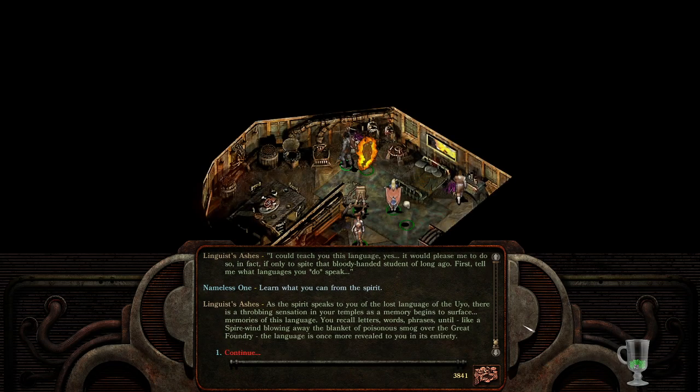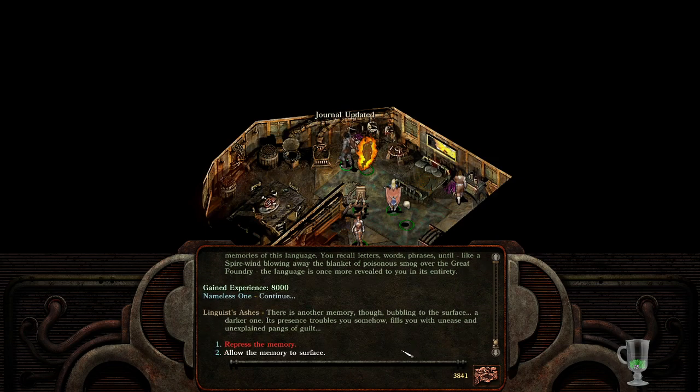As the spirit speaks to you of the lost language of Uyo, there is... Oh no, I'm the murderer, aren't I? There is a throbbing sensation in your temples. The memory begins to surface, memories of this language. You recall letters, words, phrases until, like spire wind blowing away the blanket of poisonous smog over the great foundry, the language is once more revealed to you in its entirety. Updated my journal. Man, I love murdering people!